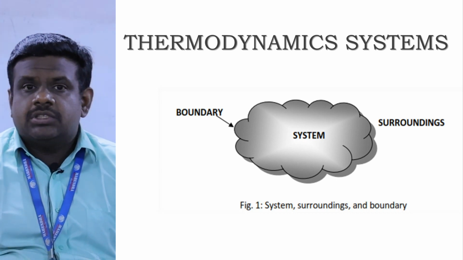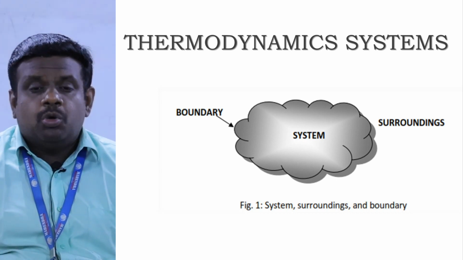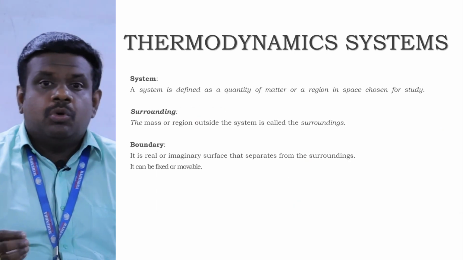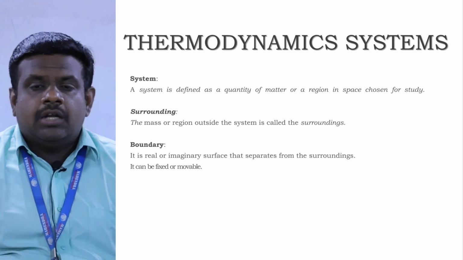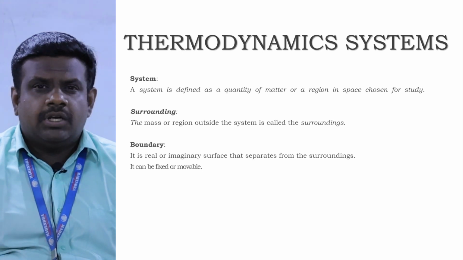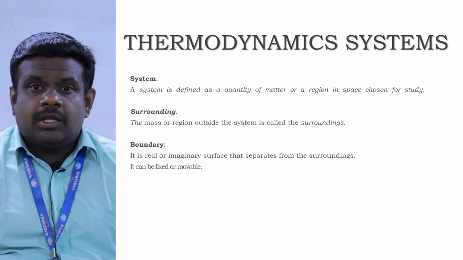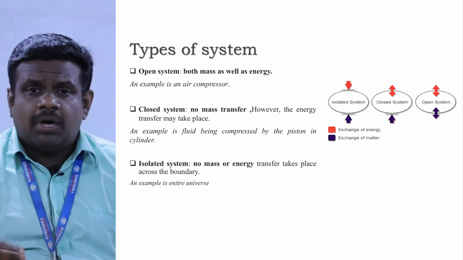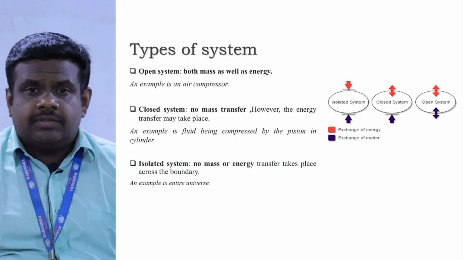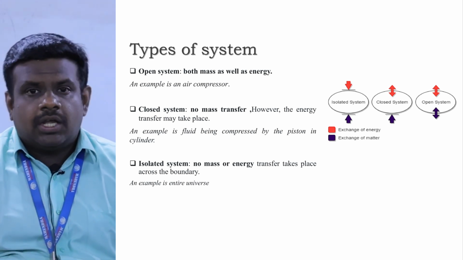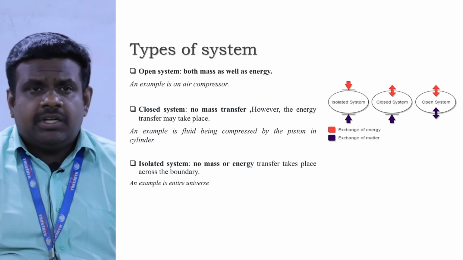The open system is a system which allows both mass and energy to transfer. For example, an air compressor, where both mass and energy get transferred. For the closed system, there is no mass transfer, only energy gets transferred. For example, in daily life you are using a bike, where the mass does not transfer, only the energy gets transferred. And the last is the isolated system. Here both mass and energy won't be transferred. For example, a thermoflask, where hot water is poured and no energy and mass will be transferred.